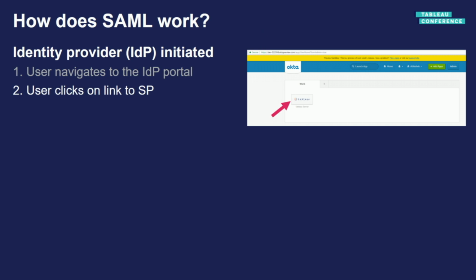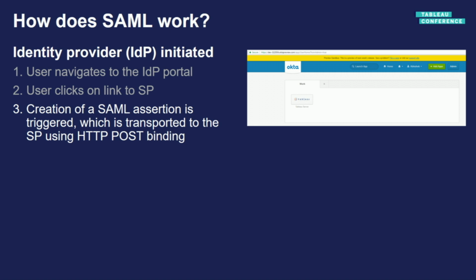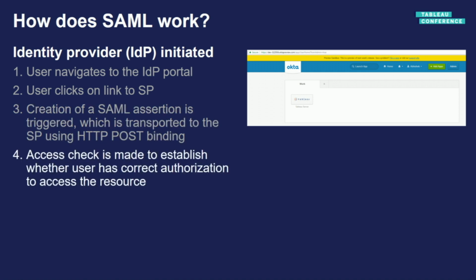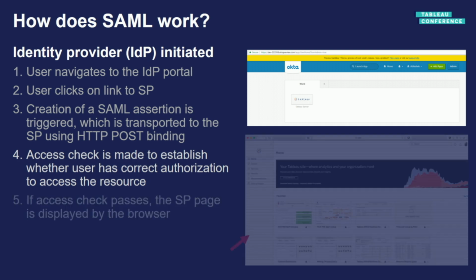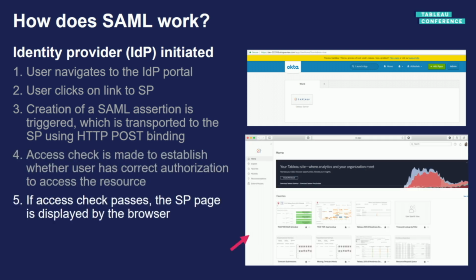The user is going to click on the link to go to the application. At that point, a SAML assertion is triggered, and then that's transported to Tableau using an HTTP post binding method. An access check is then made to verify that the user has the correct authorizations to access the resource requested. And then if that access check succeeds, the requested page is displayed, in this case, the Tableau login page.